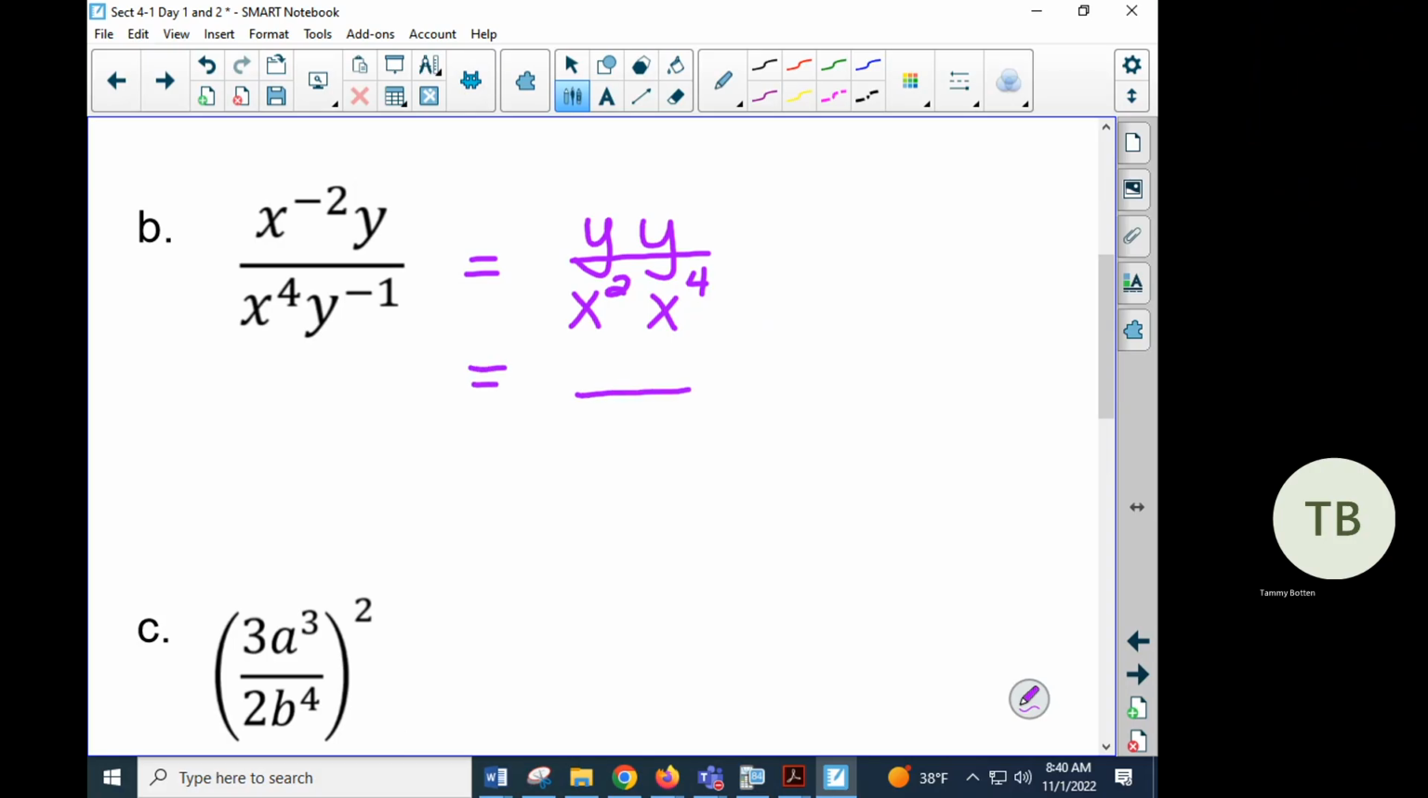Now, when you have 2 of the same base, you add exponents. So that would be Y to the 2nd. And on the bottom, again, you have 2 of the same base, so you add those, and it would be X to the 6th.